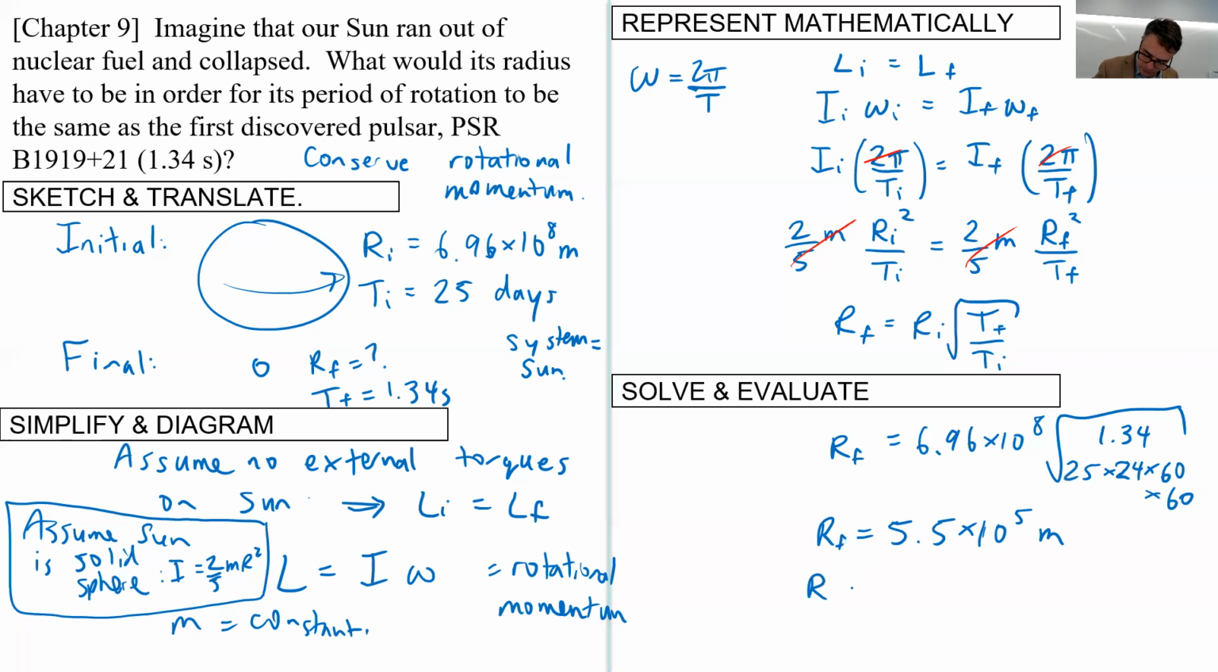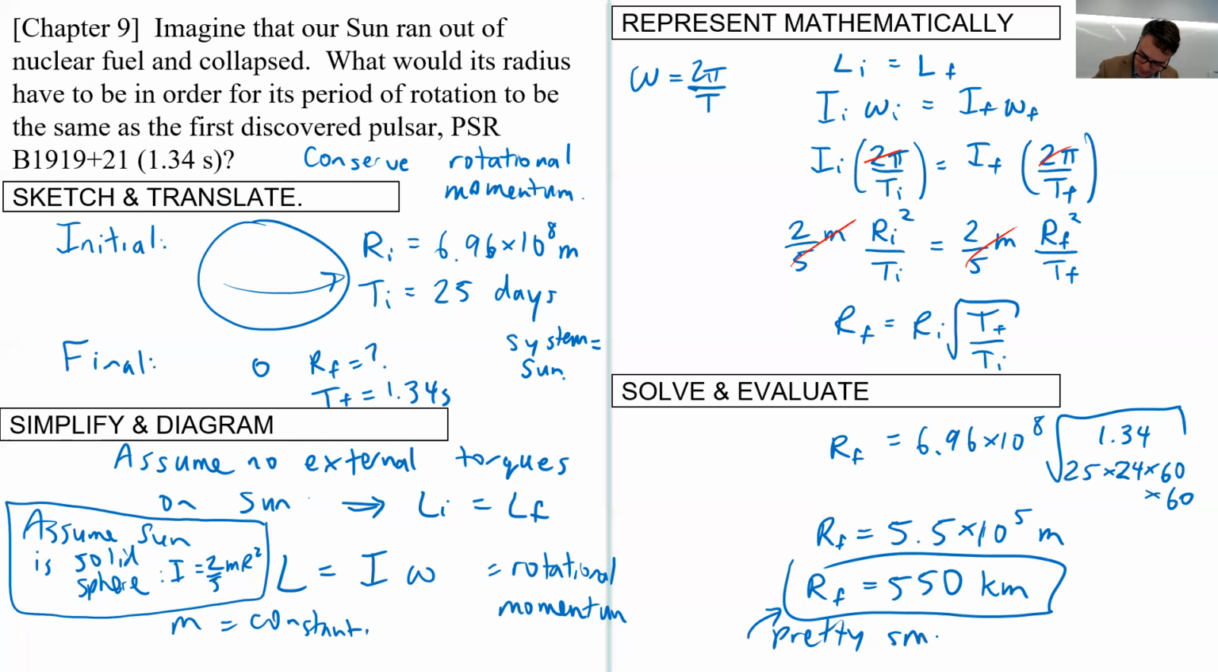To put that into terms, if we change to kilometers, we divide by 1,000. So 5 minus 3 is 2, so it's 550 kilometers. And that's pretty small for a star. In fact, it's about the size, maybe a little smaller, of a white dwarf star, which is what the sun will become when it shrinks down and runs out of hydrogen at the core. Okay.